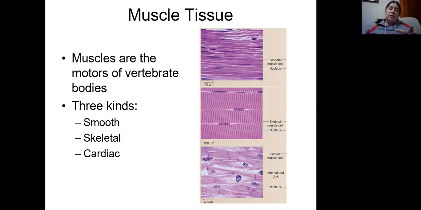Skeletal muscle tissue is the muscle tissue that is under your conscious control. It's the muscle tissue that moves your bones, and it's the most abundant type of muscle tissue in the body. Cardiac muscle tissue is specifically the muscle tissue in the heart. Again, it's not under your conscious control, because the autonomic nervous system actually controls your heart rate.